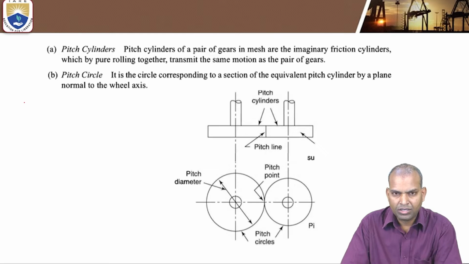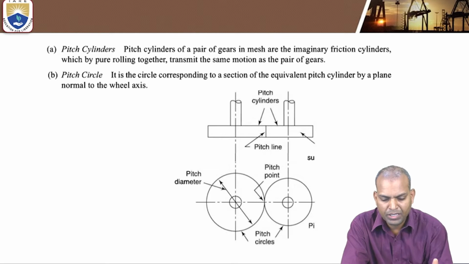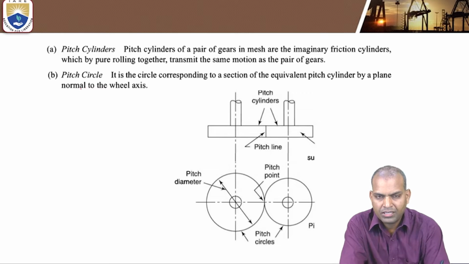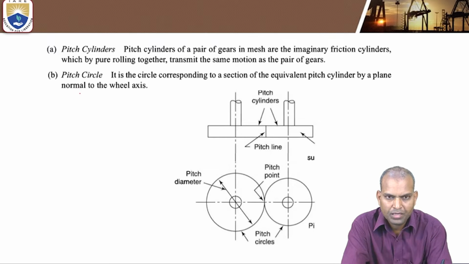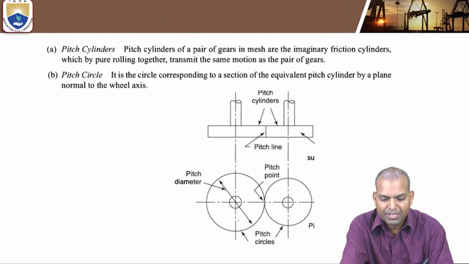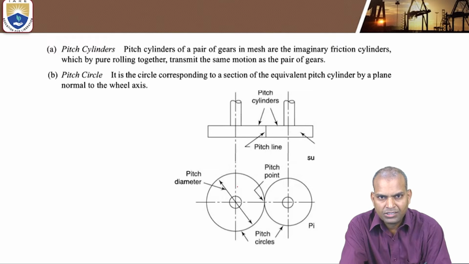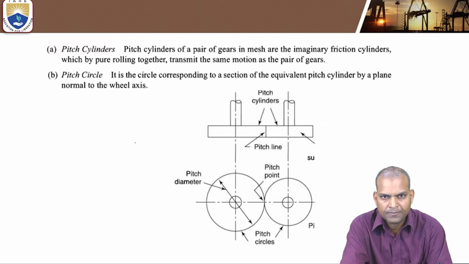Pitch cylinders of a pair of gears in mesh. These pitch cylinders are imaginary friction cylinders, which, by pure rolling together, transmit the same motion as the pair of gears. We are assuming that these cylinders transmit motion by pure rolling action.